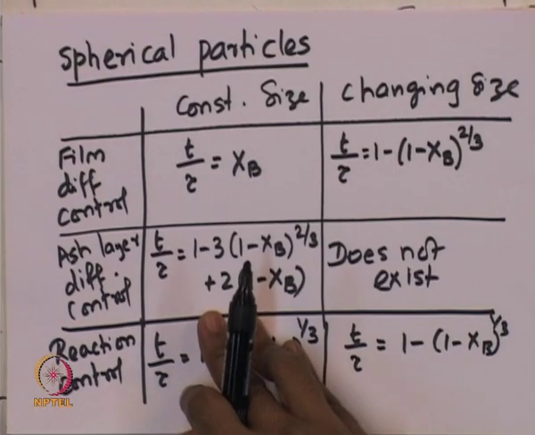Now, all this we looked for spherical particles. What happens if it's other geometries? For example, if there is plating of metals, then normally it's not plated on a spherical particle. It's plated on other kinds of geometries. It could be a cylindrical geometry, or it could be a flat plate geometry, or it could be any other curvature. So let us look at two specific other geometries which are fairly common.